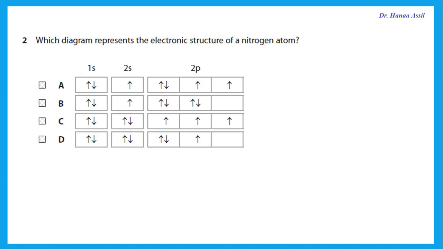Okay, question 2. Which diagram represents the electronic structure of a nitrogen atom? Nitrogen is something that has what? It has 7 electrons. How do we distribute the 7 electrons? We said 2 electrons in the 1s, 2 electrons in the 2s, and I'm left with 3 more. I have to put 1 into each 2p orbital before pairing for minimum repulsion between the electrons.